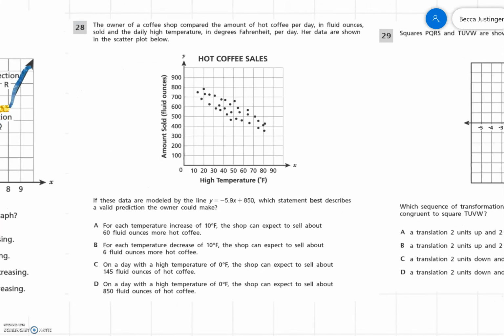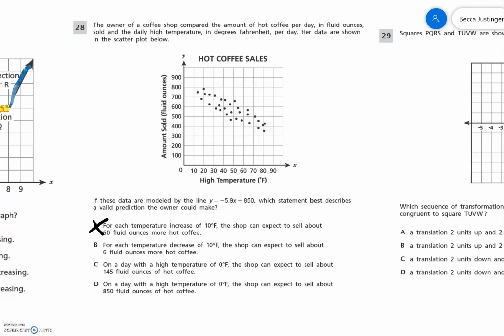All right, number 28. The owner of a coffee shop compared the amount of hot coffee per day in fluid ounces sold and the daily high temperature in degrees Fahrenheit per day. Her data are shown in the scatter plot below. If these data are modeled by the line y equals negative 5.9x plus 850, which statement best describes a valid prediction the owner could make? For each temperature increase of 10 degrees Fahrenheit, the shop can expect to sell about 60 fluid ounces more hot coffee. No, because as temperature increases, the amount sold decreases.